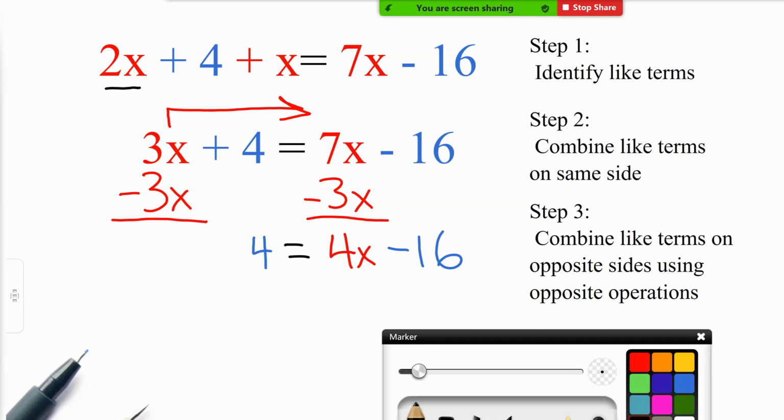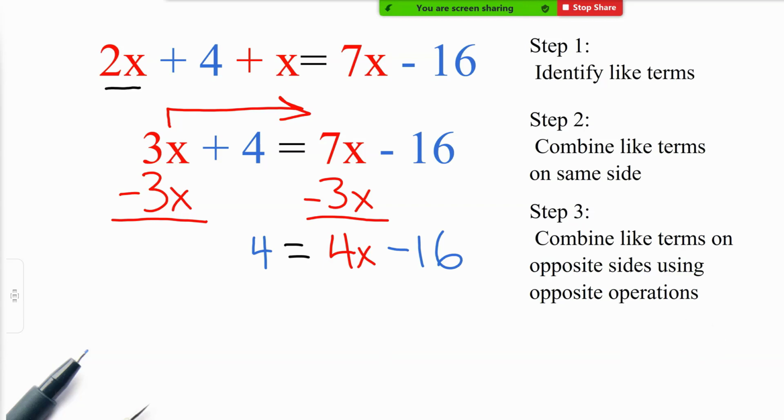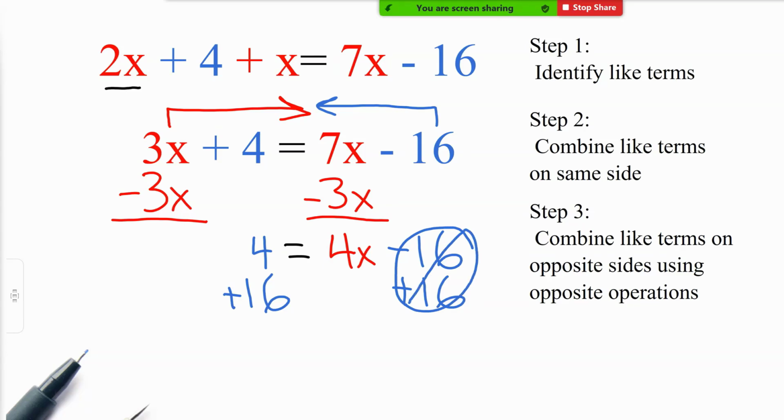But I'm not done yet because I have not combined all the like terms on opposite sides. Now that I've moved the 3x to the right, I'm going to move the negative 16 to the other side because I want to separate those two. The opposite of negative 16 is add 16. What I do to one side, I do to the other side. This gives me a 0. That's how we move it. We made a 0 pair.